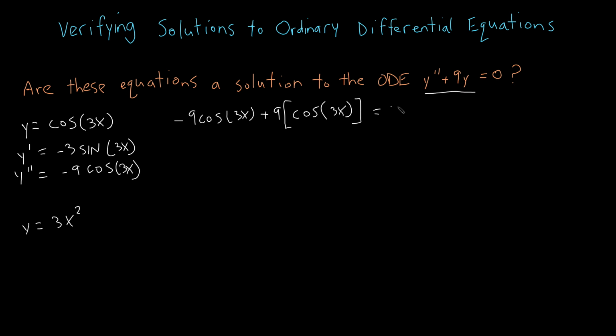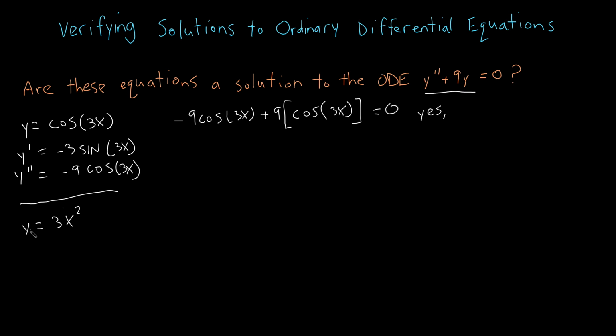And does that equal 0? Well, negative 9 cosine 3x plus 9 cosine 3x does equal 0. So you would say yes. And your professor might need you to write it out. Yes, cosine 3x is a solution to the ODE of this. So that's basically how we do it. So that's the first one.